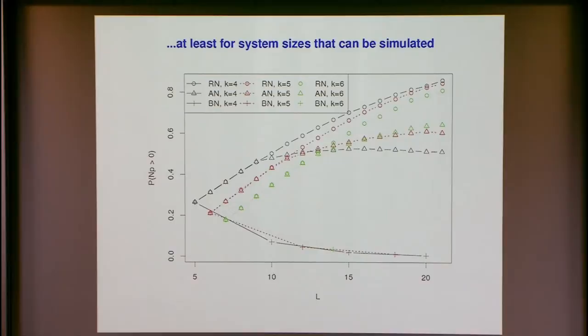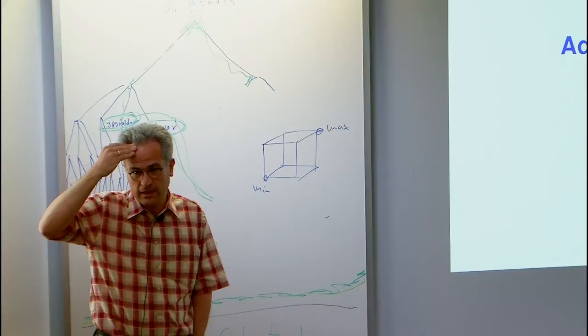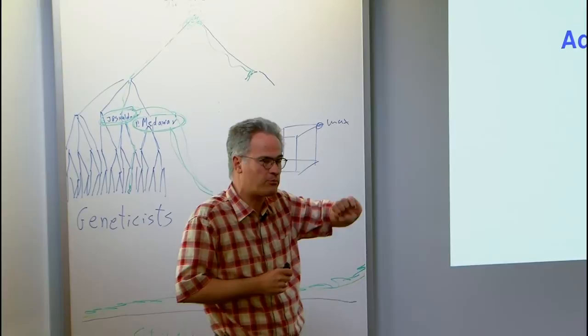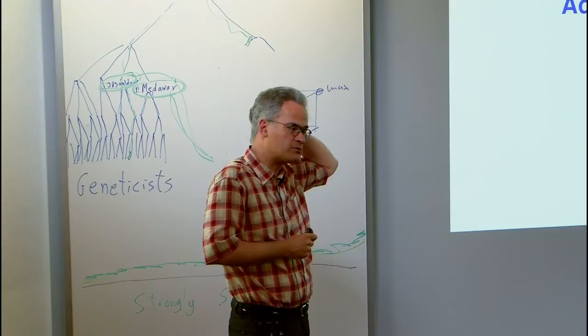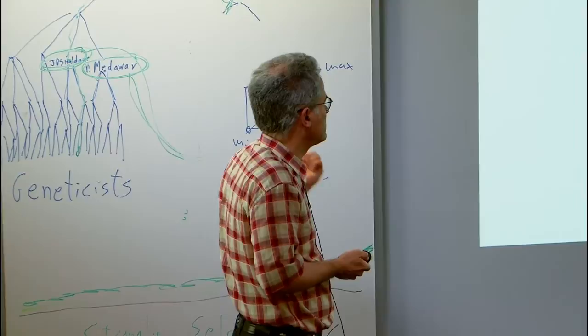Okay, so in the last couple of minutes, let me say a few things about adaptive walks. So far I have looked at these landscapes from a purely structural point of view. So we just asked, are there paths that can take me to the maximum? This is, of course, if you look at reality, a somewhat academic question, because the question is not whether there are these paths, but whether an evolving, adapting population can actually find them. And so the adaptive walk models are somewhat more realistic in that sense.